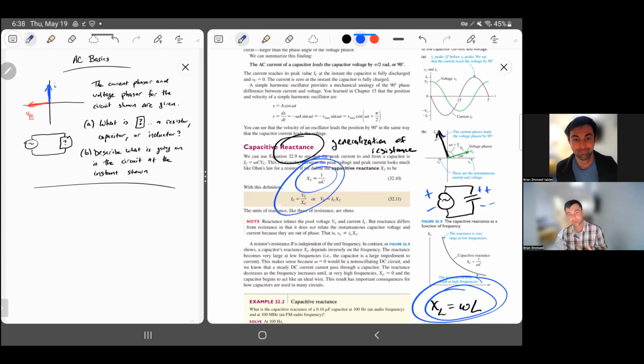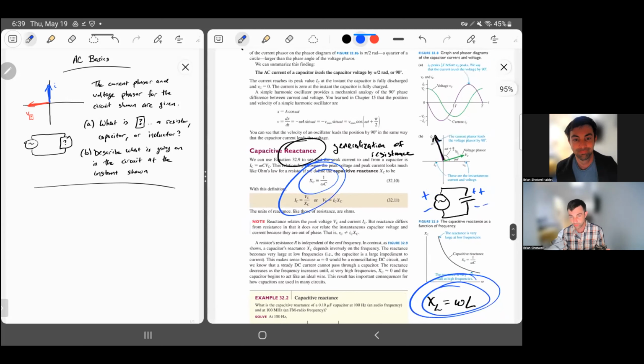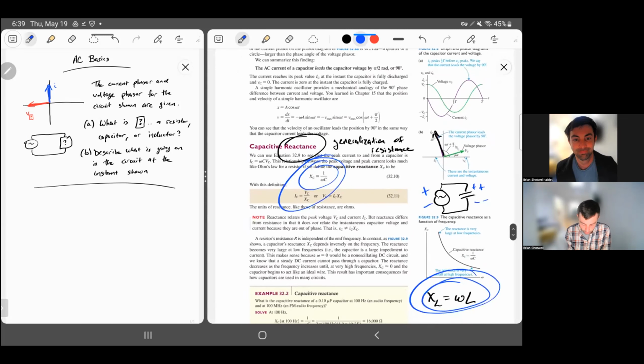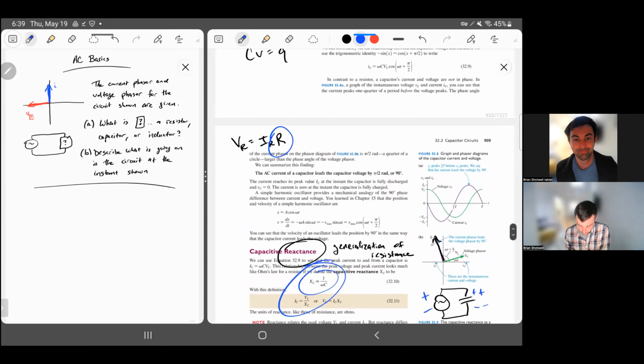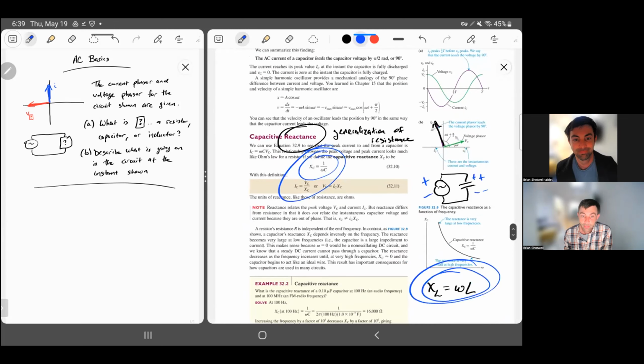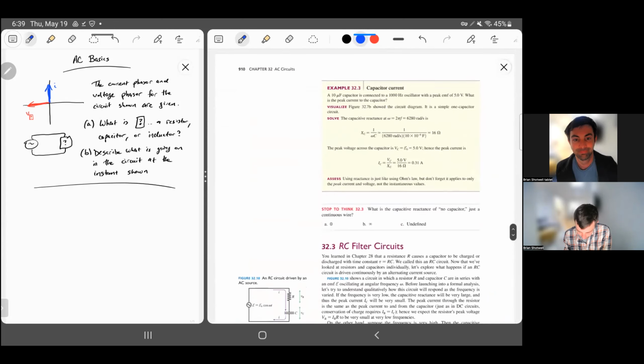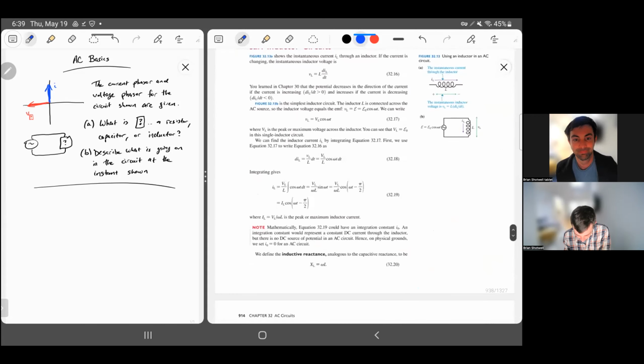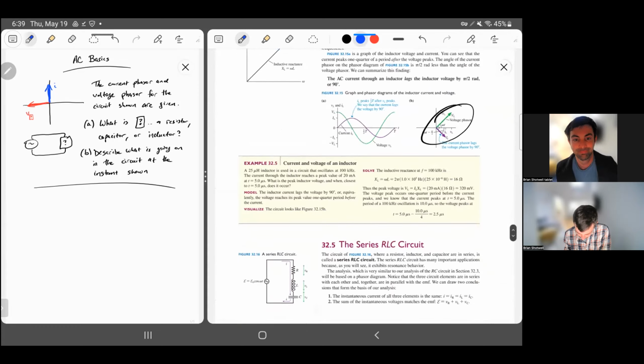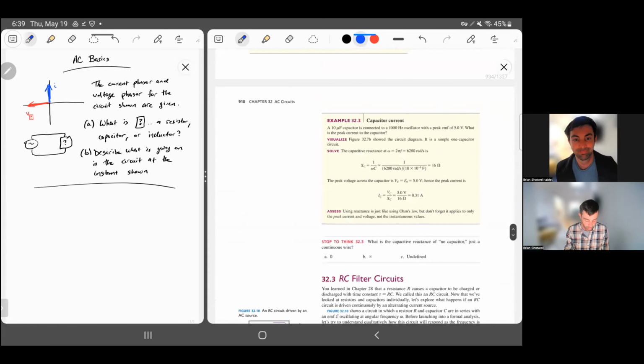Okay, so this thing reactance is like a generalization of resistance. It has units of ohms, but it's frequency dependent for these two circuit elements. Whereas for a resistor, it's not, it's independent of frequency. It's just the resistance of the resistor. I believe that is everything for now. More to do next time, but that's it for those three circuit elements.